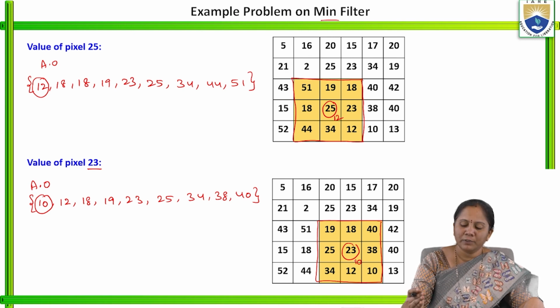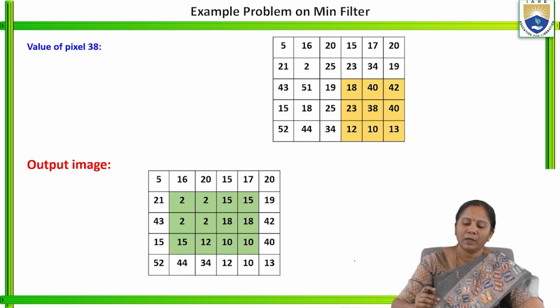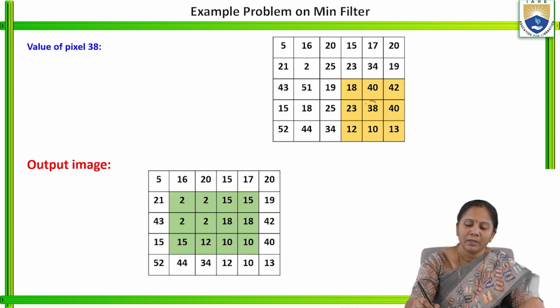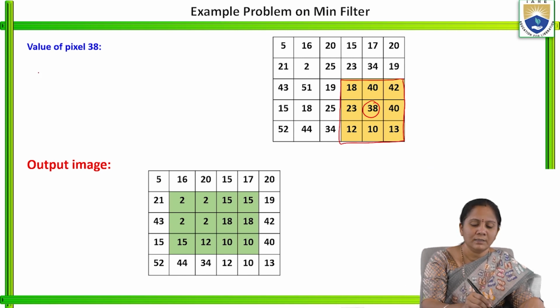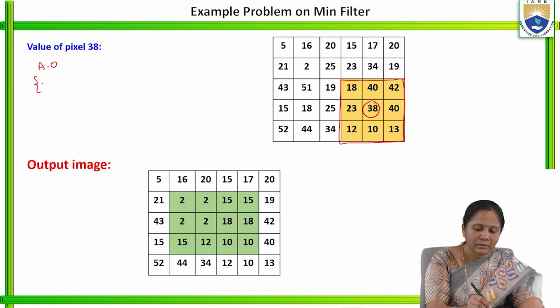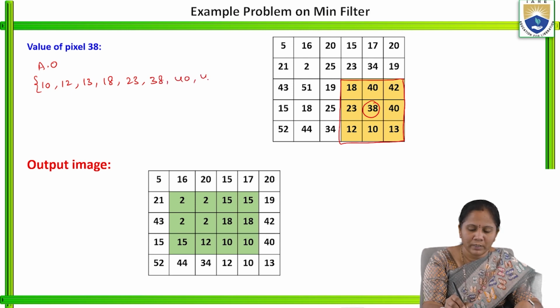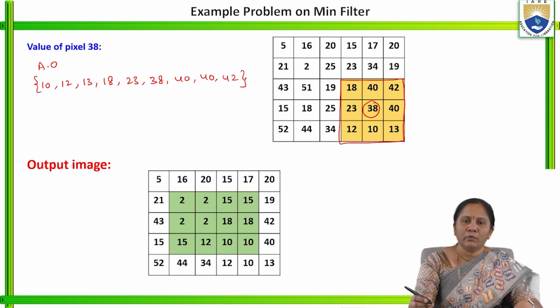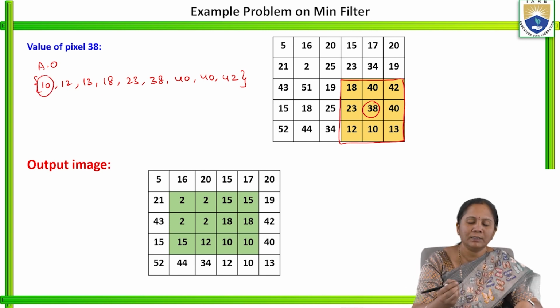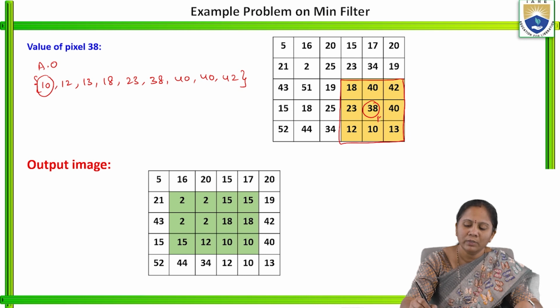Similarly, at the last step, if we shift the mask, 38 will become the center pixel value and the image will look like this. So for this center pixel 38, all these are the neighborhood pixels. Arrange them in the ascending order: 10, 12, 13, 18, 23, 38, 40, 40, 42. So among all these, 10 is the minimum pixel value which we need to replace here. So like this we have to apply the minimum filter and all the new values should be calculated.